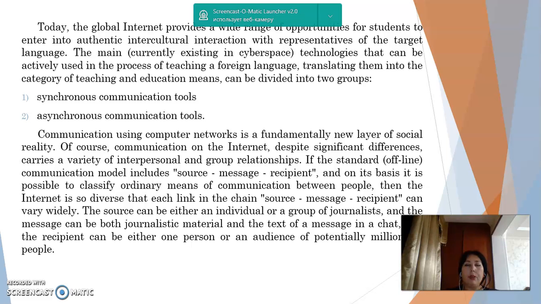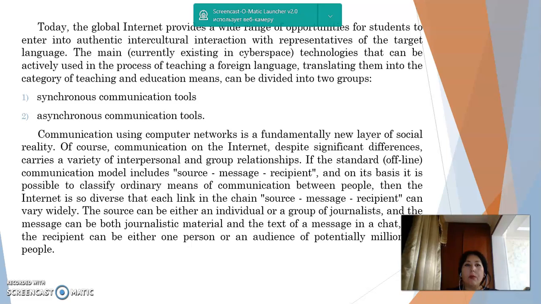The main technologies currently existing in cyberspace that can be actively used in the process of teaching a foreign language, translating them into the category of teaching education means, can be divided into 2 groups: synchronous communication tools, asynchronous communication tools. Communication using computer networks is a fundamentally new layer of social reality. Of course, communication on the internet, despite significant differences, carries a variety of interpersonal and group relationships.